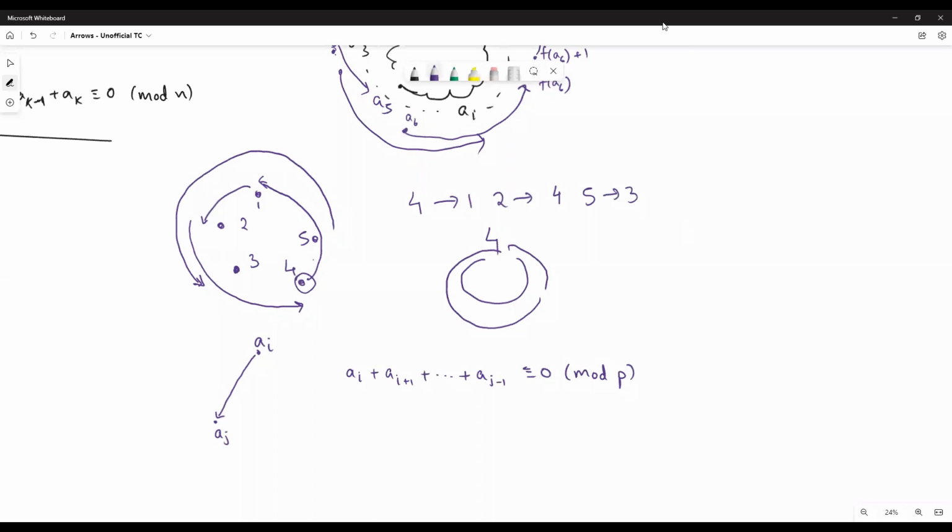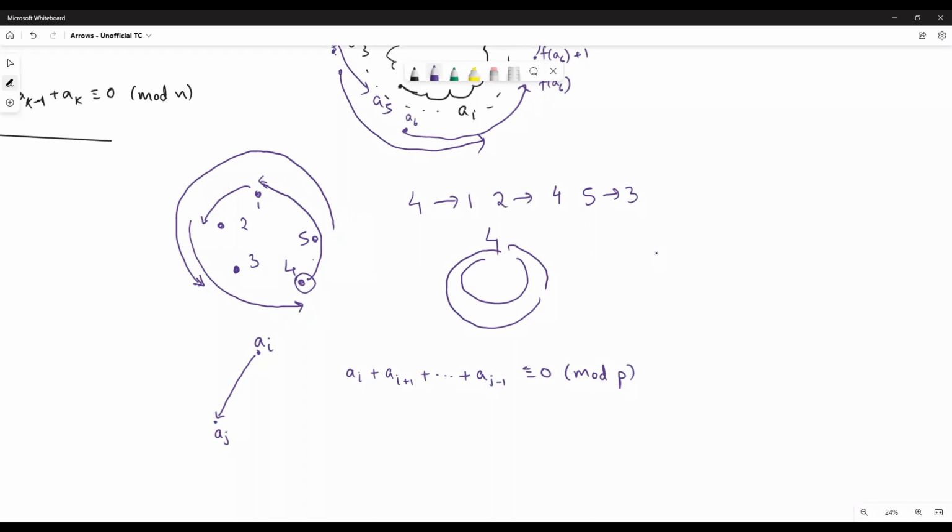To everybody, speak up now. I'll consider just the minimal ones, such that this sum is 0 mod P. It would help considering the minimal ones. Yeah, that's okay. That will help in the bounding that's about to come.